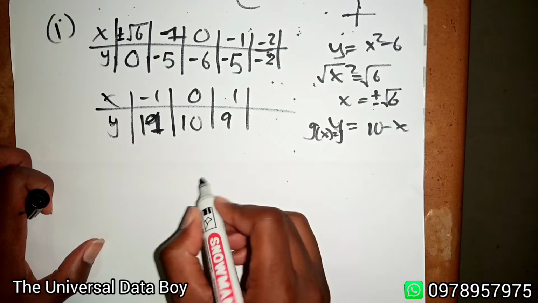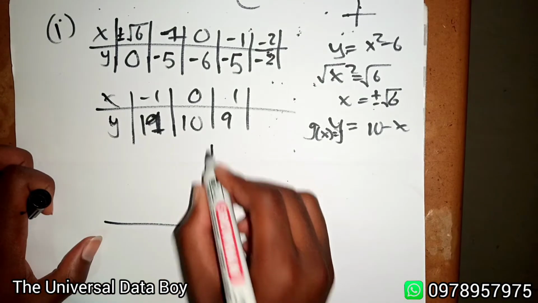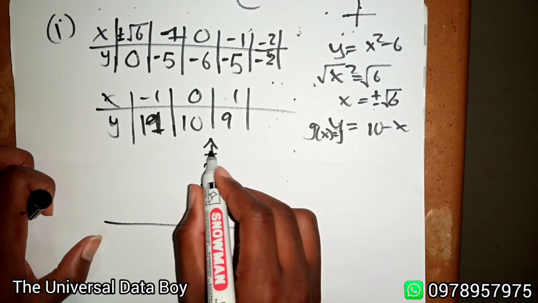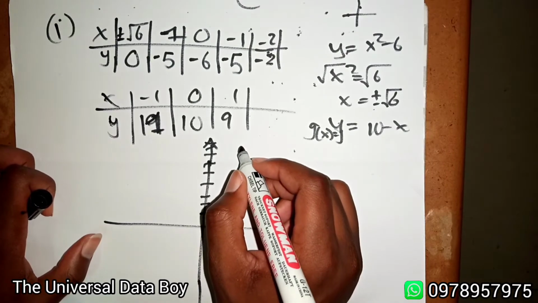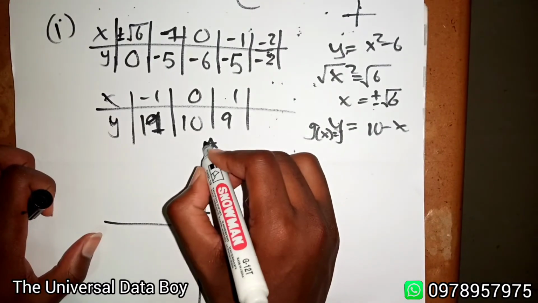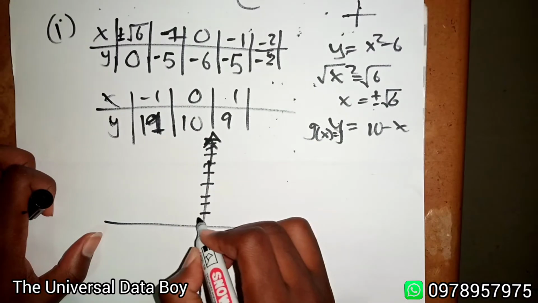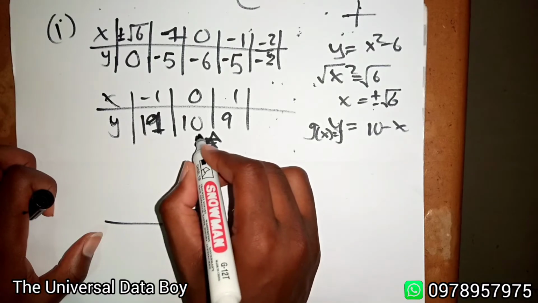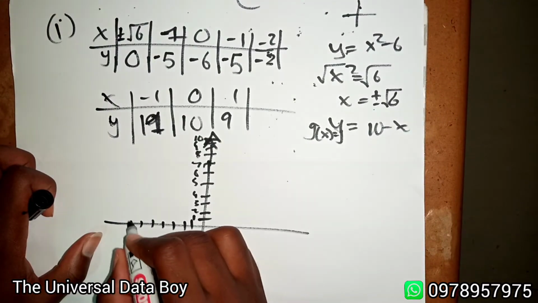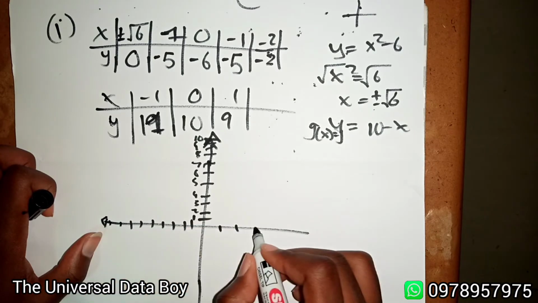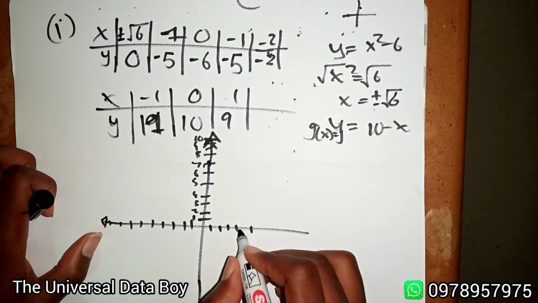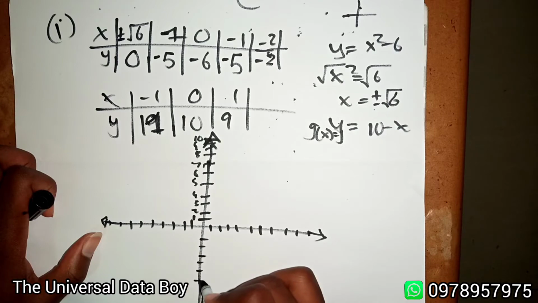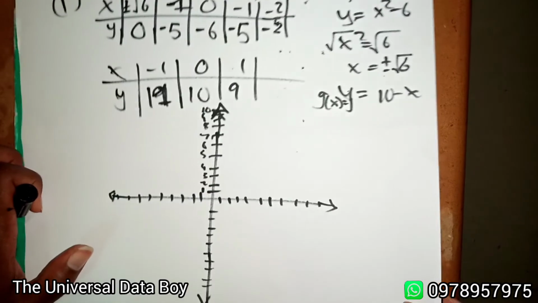So then graphing it, we can say 1, 2, 3, 4, 5, 6, 7, 8, 9. We actually have values that are more than that, so we can put our 10 there. 1, 2, 3, 4, 5, 6, 7, 8, 9, 10. And remember, this is actually a rough sketch.